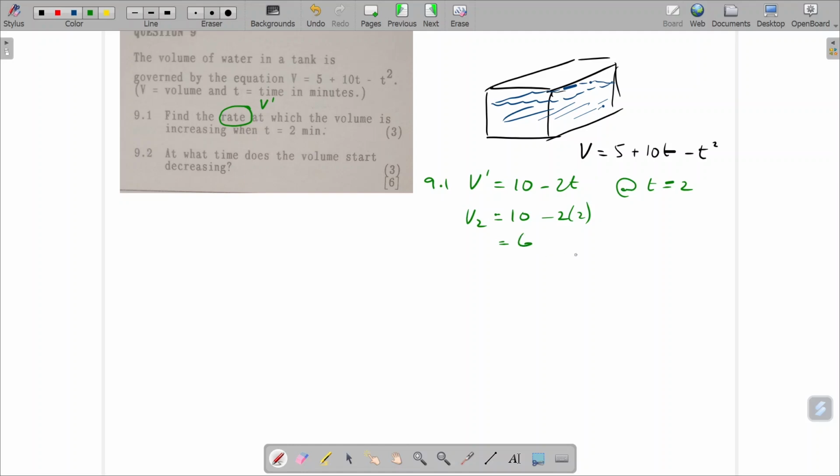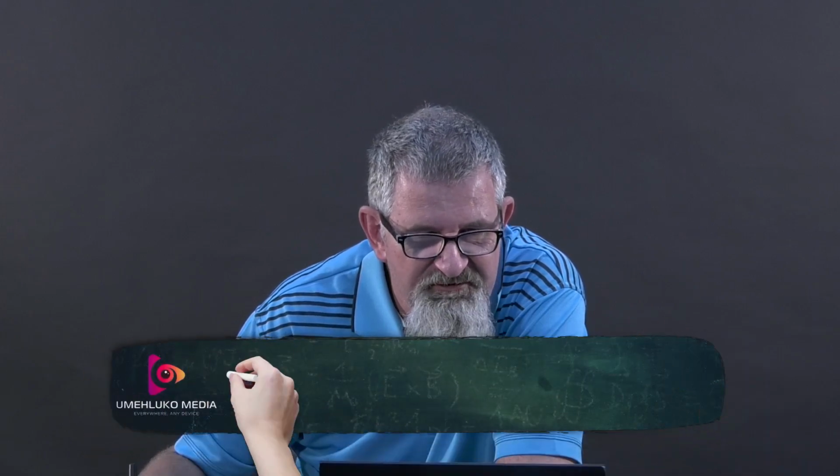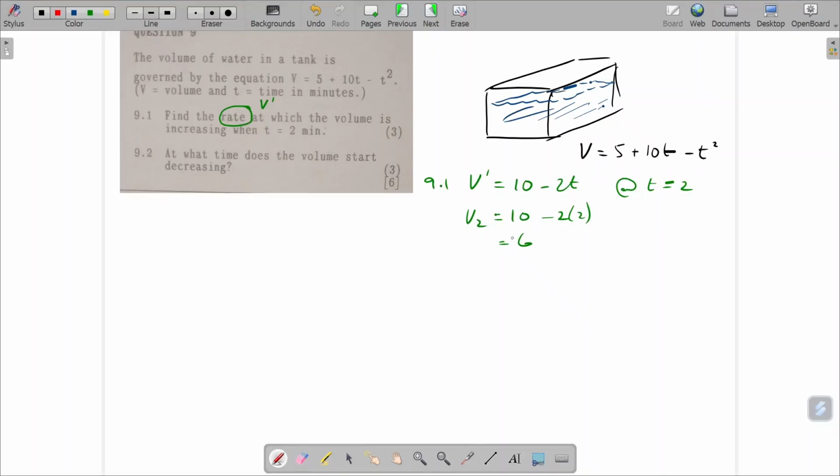And again, we're talking about volume and minutes. They haven't told us what the volume is measured in, they didn't tell us it was cubic meters or something, so it's 6. The rate at which the volume is increasing is 6. Now, what we do know is that because this value is positive, we would see this as an increase in volume. So the volume is increasing because we have a positive change.